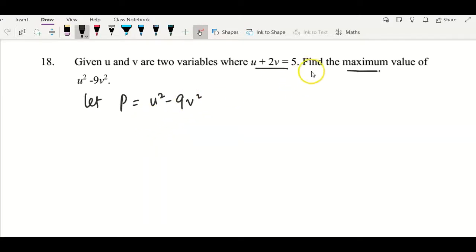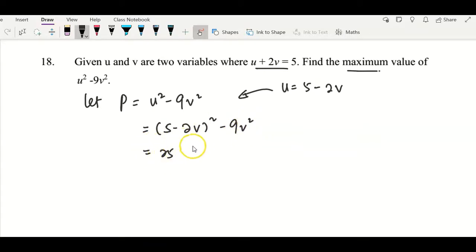Okay, so now we want to get the maximum value of this, meaning that we want to get the maximum value of p. To get the maximum value of p, you need to get dp/du or dp/dv. So you need to make your decision. You want to get dp with respect to u or with respect to v. So if you want to get dp/dv, I'm going to find u in terms of v. That is u equals to 5 minus 2v. Substitute this inside, you will have u squared, which is (5 minus 2v) squared minus 9v squared.